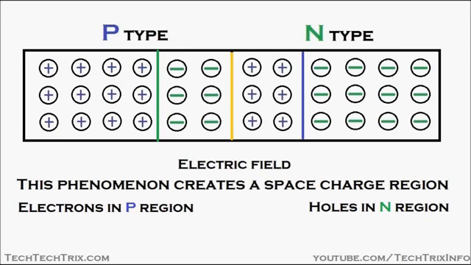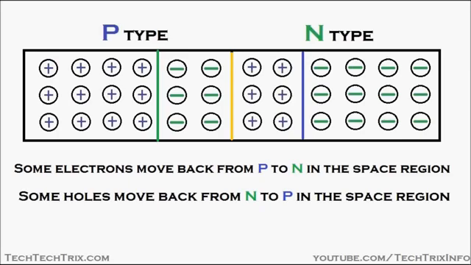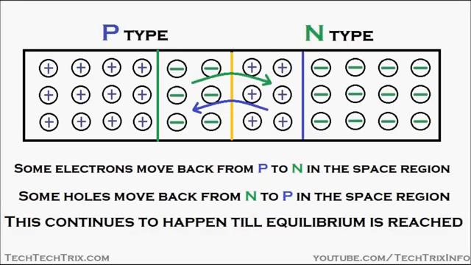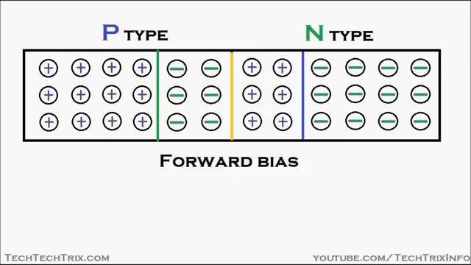An electric field is also created in this space charge region because of the movement of these holes and electrons, and the direction of the electric field is from the N-type region towards the P-type region. Some electrons move back from P to N in this space charge region, and some holes move back from N to P. So it moves back also, and this continues to happen till an equilibrium is reached. This movement of electrons and holes in the space charge region gives rise to a current, and this current is called diffusion current.